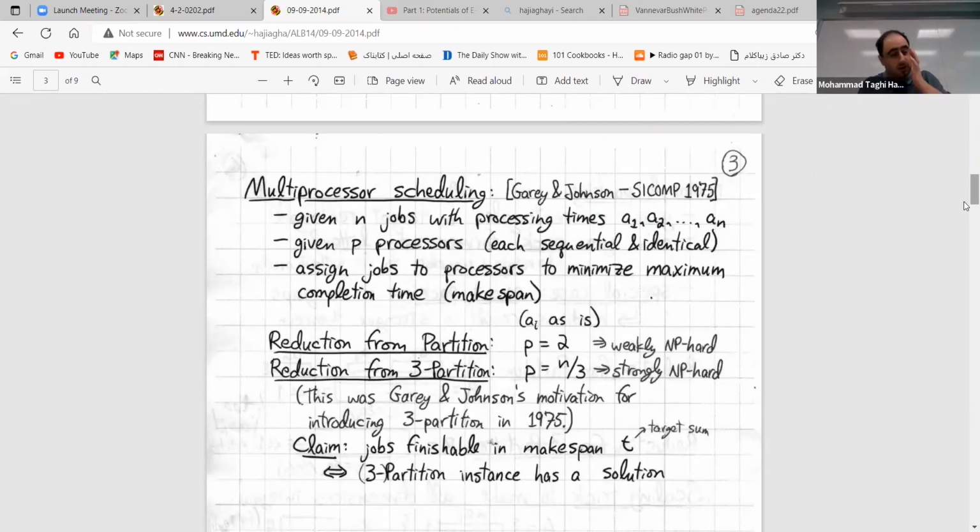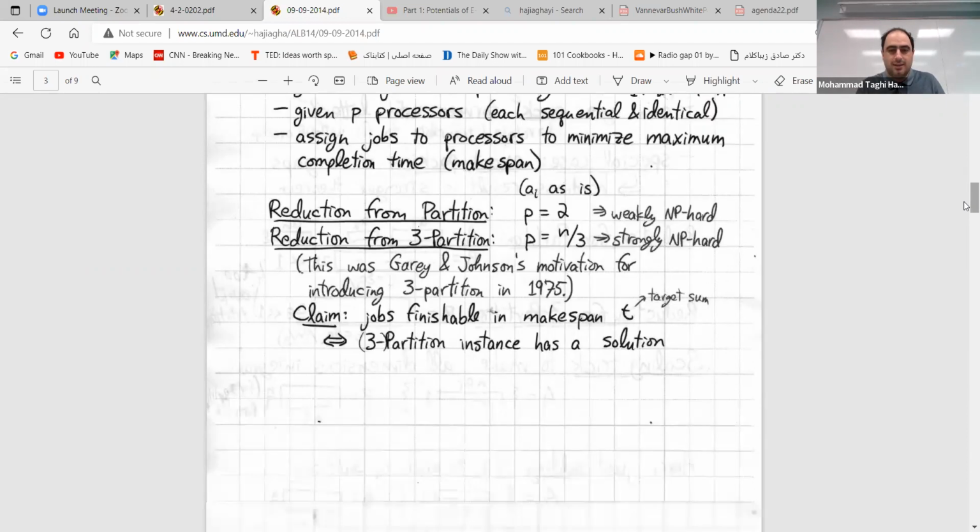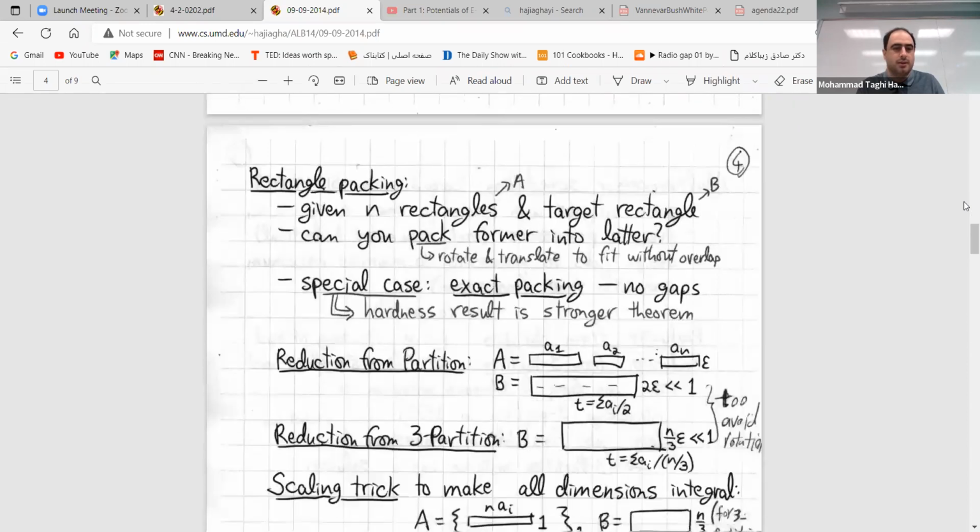As I mentioned, you may start with partition. Sometimes you can also prove for 3-partition, then you will get a strong NP-hardness. It means that even dynamic programming cannot help, which is important in practice. Now, let's see some interesting set of problems and how you can use this.